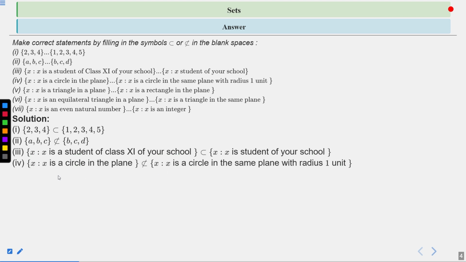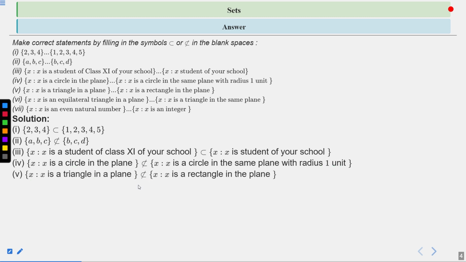Now for fourth, this set represents collection of all circles in the plane, which is not a subset of collection of all circles with radius 1. Why? Because in this set we also have circles with radius 2, with radius 3, and that element, circle with radius 2, doesn't belong to the set here. So we use the not subset symbol. Clear?